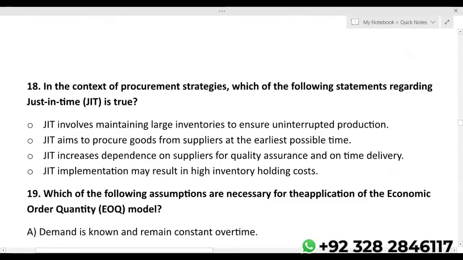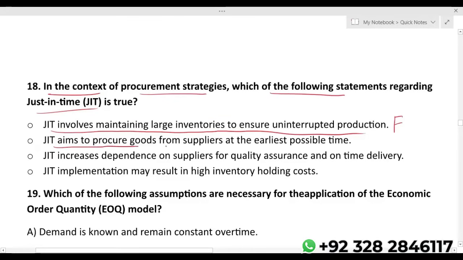Okay, now let's see this. Question number 18. In the context of procurement strategies, which of the following statements regarding JIT is correct? Always remember one point. You will not be able to achieve JIT unless you have a very good relationship with the supplier. And the supplier is going to keep the inventory near to your production site. JIT involves maintaining large inventories to ensure uninterrupted supply. Can I say under JIT we hold very little stock?